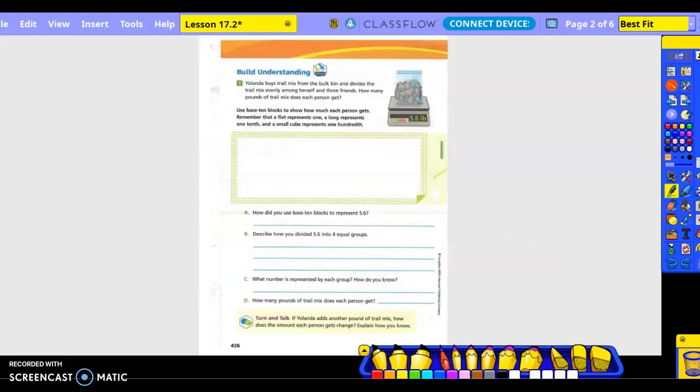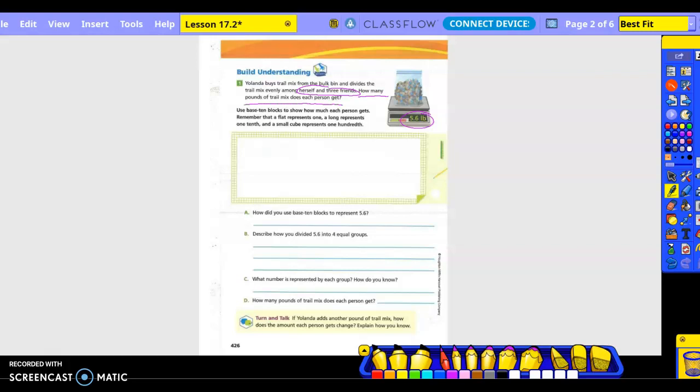All right, build understanding. One buys trail mix from the bulk bin and divides the trail mix evenly among herself and 3 friends. How many pounds of trail mix does each person get? Use base 10 blocks to show how much each person gets. Remember that a flat represents 1, a long represents 1/10, and a small cube represents 1/100. Okay, so there's herself and 3 friends, right? And this is our total amount of trail mix. How many pounds of trail mix does each person get?